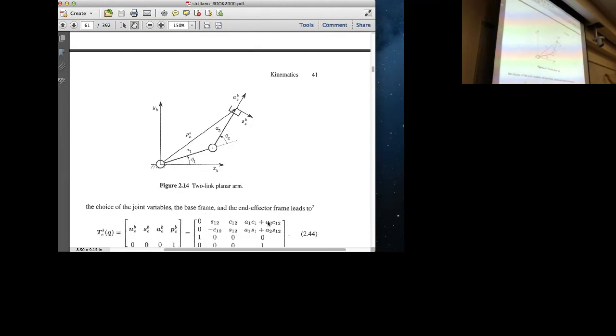In x direction, it is A1 cosine theta 1. I use the abbreviated notation, which the book does, so I don't have to write too much. Plus A2 of cosine of theta 1 plus theta 2. And in the y direction, I would get A1 sine theta 1 plus A2 sine of theta 1 plus theta 2. Then in the z direction I have 0, and since it's a homogeneous transformation matrix, I fill in all the other entries. Good. Now, rotation.